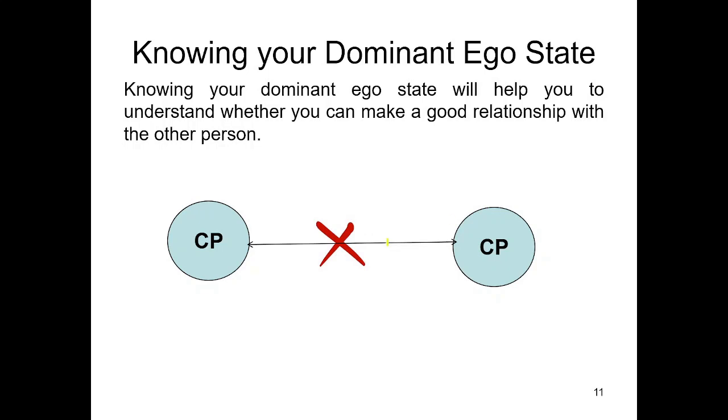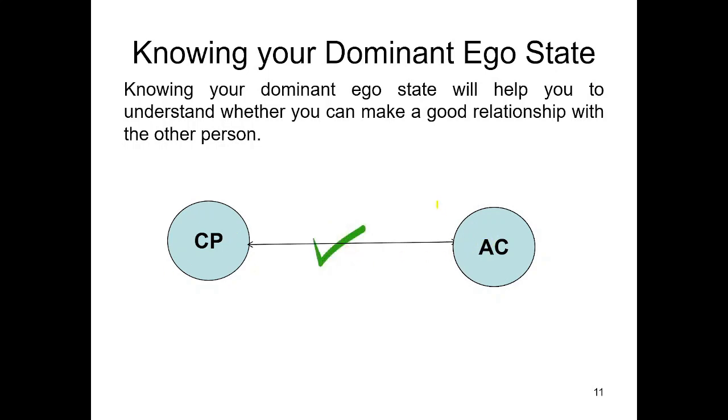See, if a husband is a critical parent and a wife is a critical parent, there won't be a smooth relationship. And if a husband is a critical parent and the wife is a natural child, again you cannot have a very good relationship, I think, because the natural child will do whatever they like, and a critical parent cannot tolerate it.